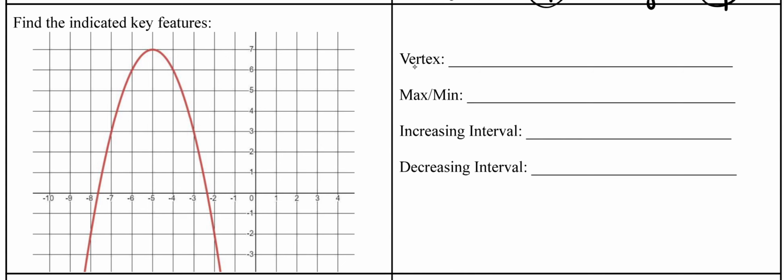Let's start with vertex. So the vertex is the highest or the lowest point on the parabola. The parabola is that U shape that these quadratic equations have.